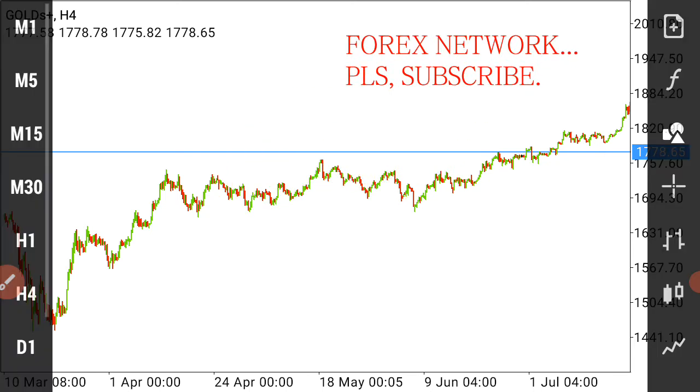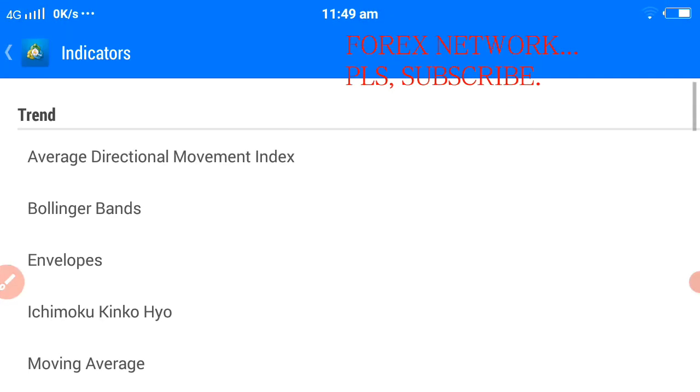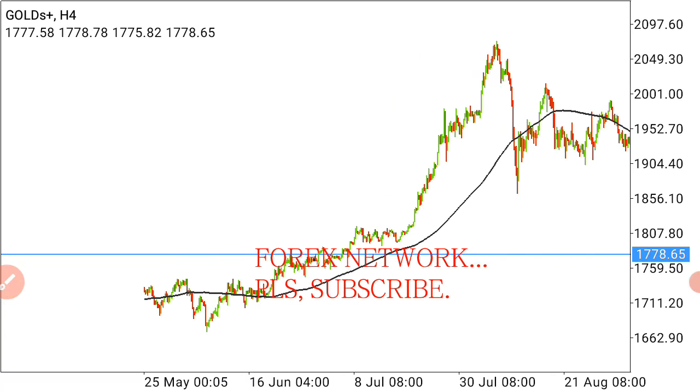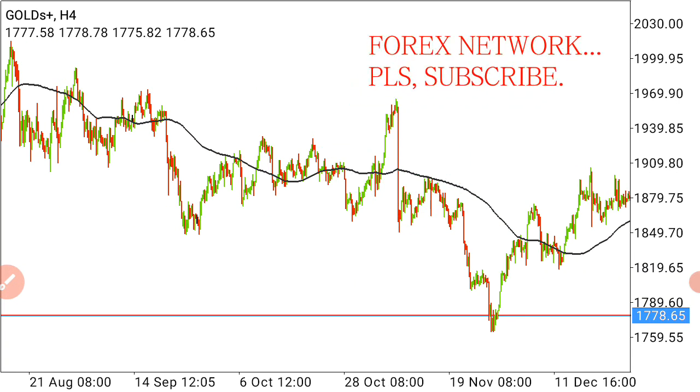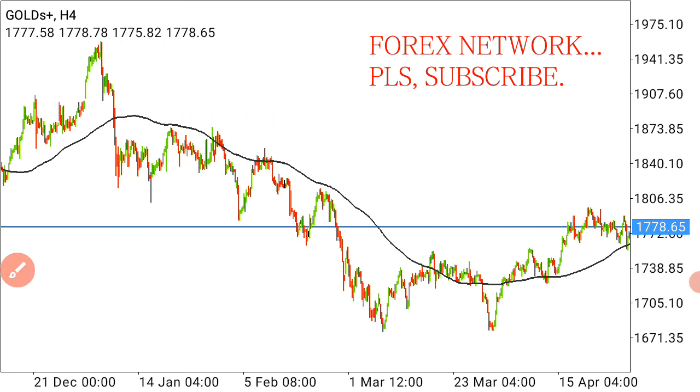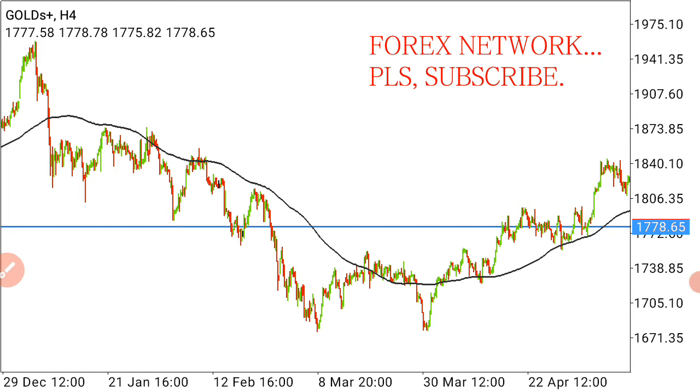Let's just put a particular moving average on, just for the purpose. You can see this particular line on the chart right now, the black one, right here. That's what they call a moving average. So now, how do you use a moving average? What is the importance of a moving average, and which indicators are best to be combined with a moving average to give you a good trade setup? So that is what we're going to be talking about right now.